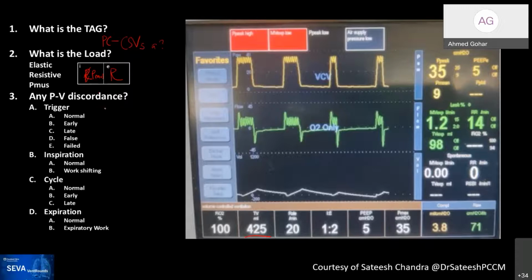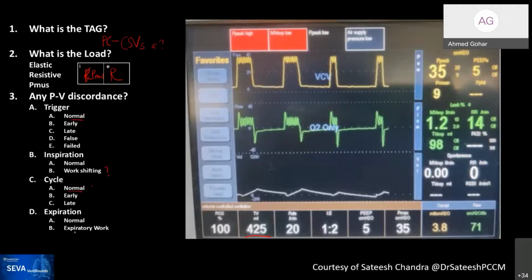Inspiration, if I said PMUS, then maybe minimal work shifting, but I don't see a lot in the pressure waveform. Cycle, I'm going to again say maybe normal or early if we consider. I would go with normal, and then expiration I would go with normal again.